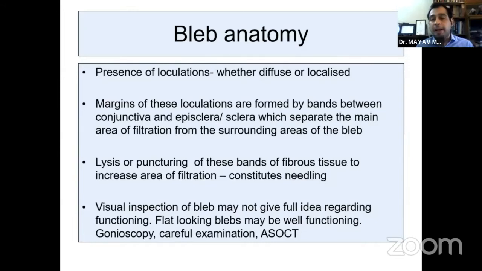Just basic visual inspection of a bleb may not give us much idea regarding functioning. An apparently flat bleb may be functioning well, and a centered bleb with good height, because of loculations, may not function well. So careful slit lamp examination, gonioscopy in all cases, is very important, along with the IOP measurements, to know which bleb is functioning or not. And ASOCT also helps in finding out cystic spaces.